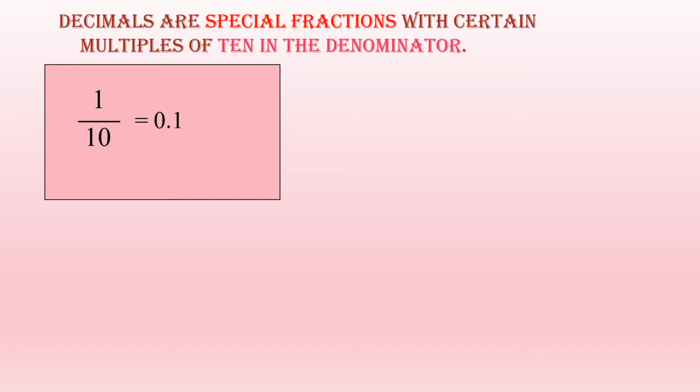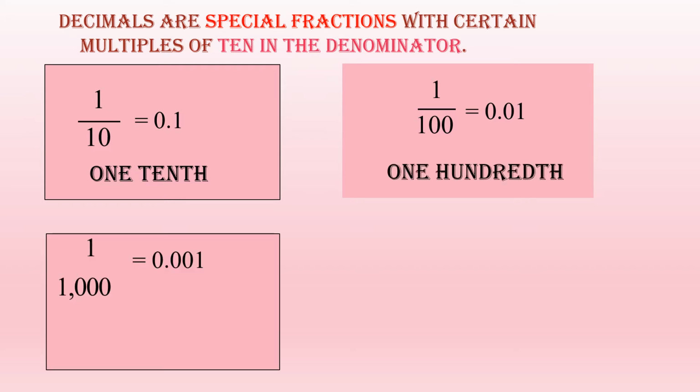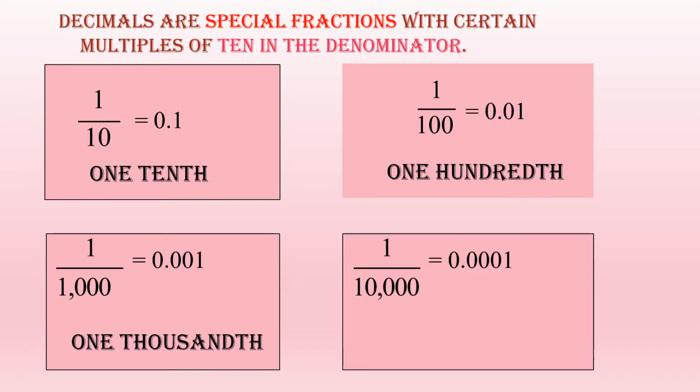So we learned that 1 by 10 is equal to 0.1. 1 by 100 equal to 0.01. 1 by 100 means 1 hundredth. 1 by 1000, 0.001, 1 thousandth. 1 by 10,000, 0.0001.